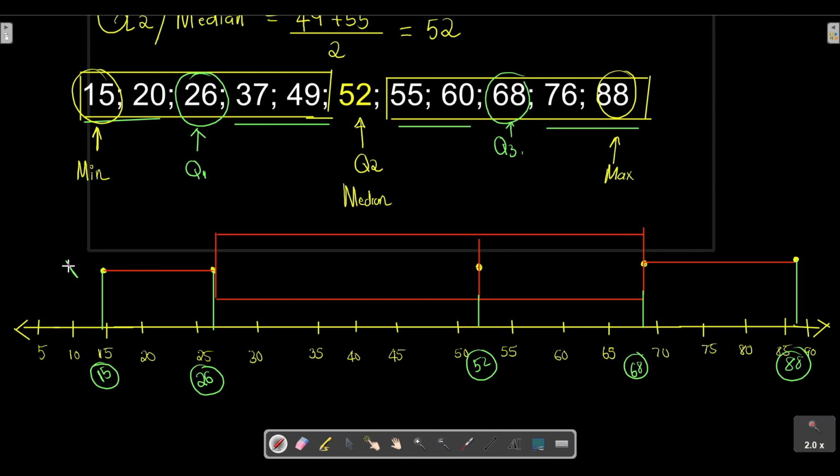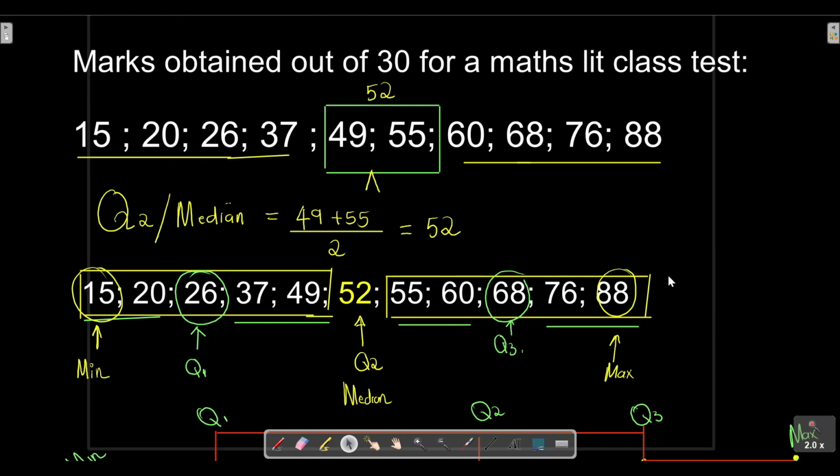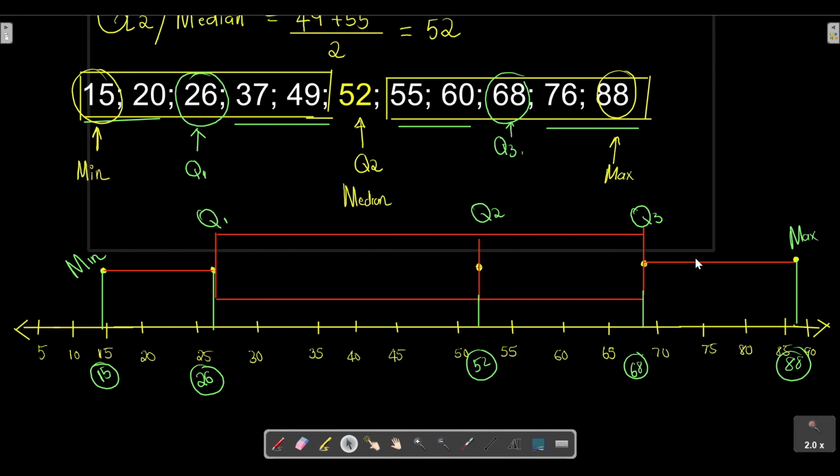So this is our minimum value, this is our Q1, this is our Q2, this is our Q3, and this is our maximum value. Now we've displayed the 5-number summary of this set of data on our box and whisker diagram. So that is what a box and whisker diagram is, and that is what it represents.